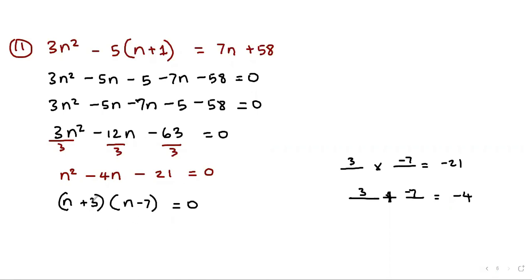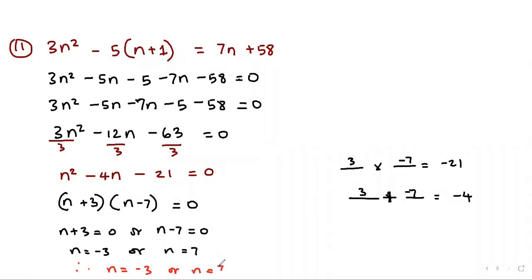So if we have n plus 3 equals 0, or n minus 7 equals 0, it means that n equals minus 3, or n equals positive 7. So it means that our two answers are that n is equal to negative 3, or n is equal to 7. Have you all understood that?